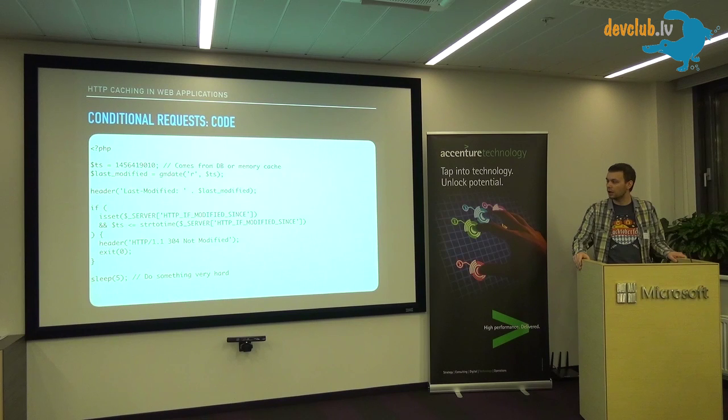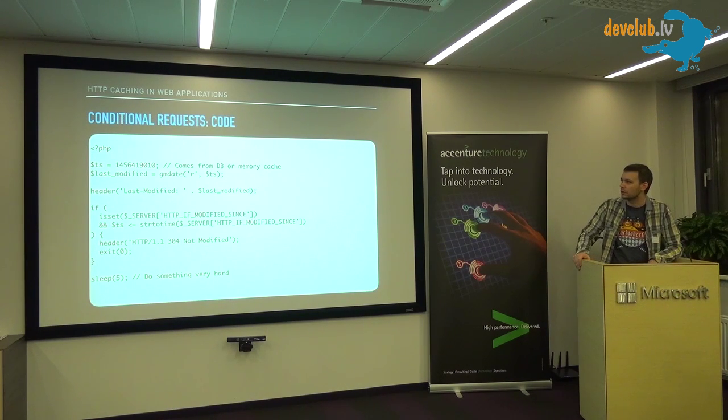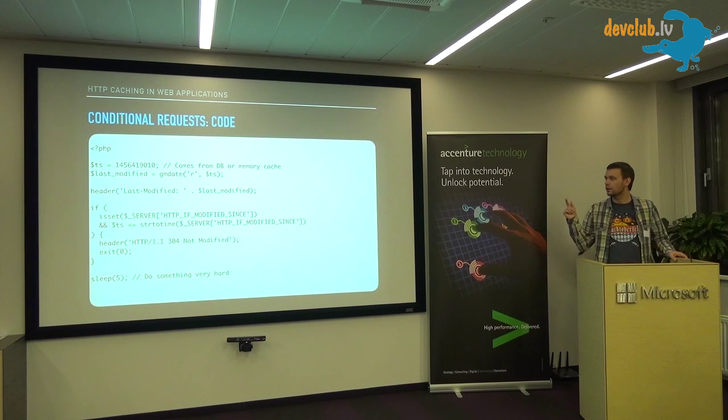Right, so this is a very simple and, I hope, not too hard to read PHP script. Let me explain briefly what's in there for those who don't understand. The important part is, let's say, the third line, which is the timestamp value, which here is hard-coded, but in normal circumstances it would come from a database or a memory cache, like memcache or Redis or whatever.